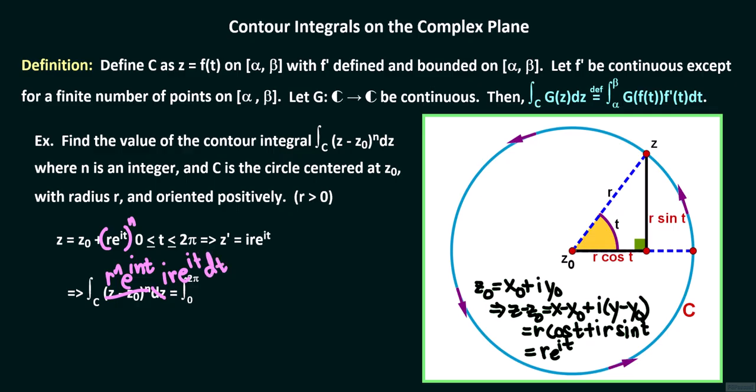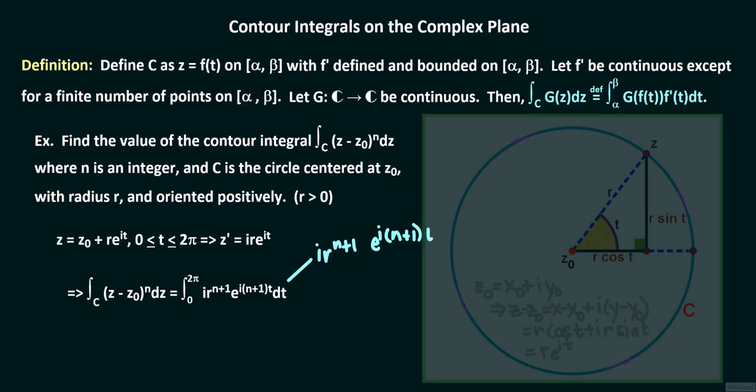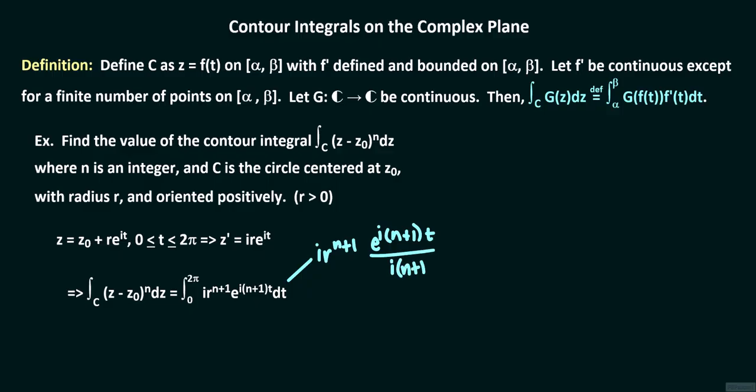And so in the integrand, we have the constants i and r raised to the n plus 1th power. The exponentials combine to become e raised to the power i times n plus 1 times t. An antiderivative would be i times r to the n plus 1th power times e raised to the power i times n plus 1 times t over i times n plus 1. N plus 1 in the denominator is 0 when n equals minus 1. So we first deal with the case when n is not equal to -1.